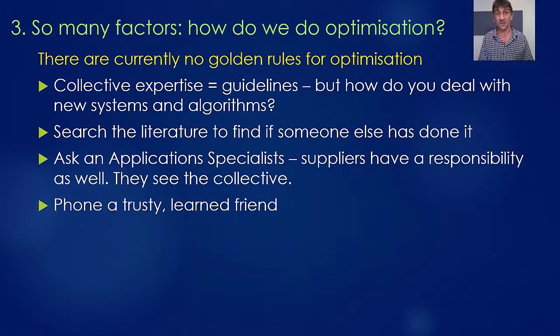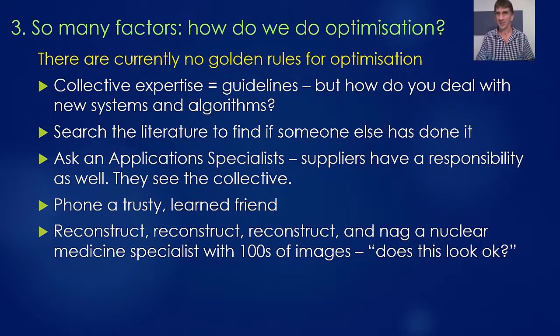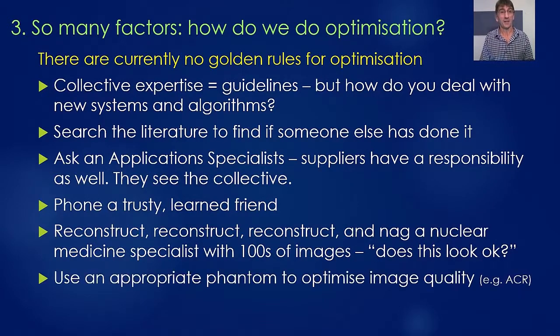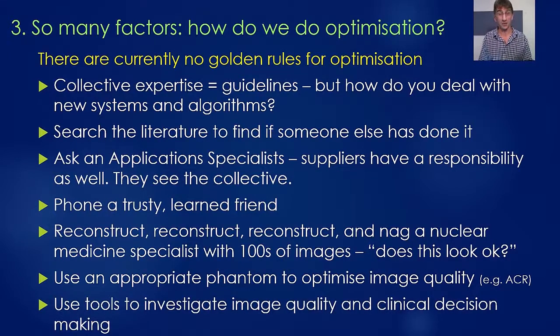Phone a trusted friend and a learned friend. That is a thing that's often done in a smaller community, and it can be quite an interesting approach to optimisation. You can reconstruct, get a whole lot of different variations and show a radiologist or a nuclear medicine specialist hundreds of images and say, are these okay? Don't know if you make any friends with that one. Or you can use appropriate phantoms for the image optimisation, for example that ACR phantom which I already mentioned. Or use tools to investigate image quality and your clinical decision making.